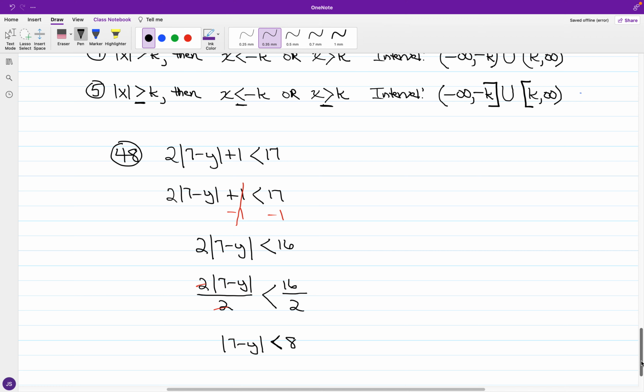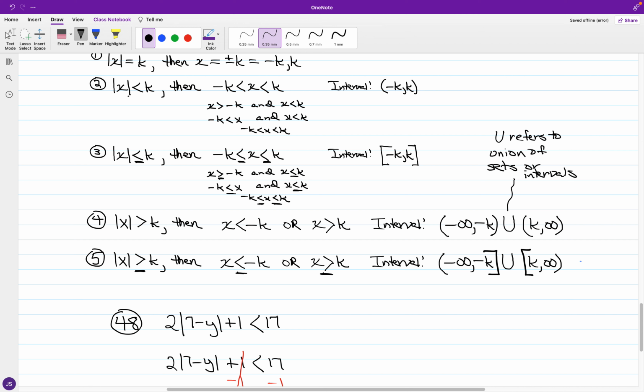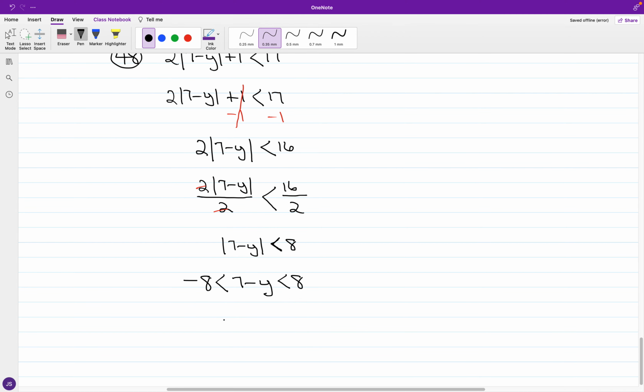So the absolute value of 7 minus y is by itself. Think of this as the absolute value of x, and k is 8. So we're back to case number 2. For that expression representing x, it will be sandwiched between negative and positive k. And so we're going to have a compound inequality. In this case, we have negative 8 is less than 7 minus y, which in turn is less than 8. And just as we isolated x, we're going to isolate y.